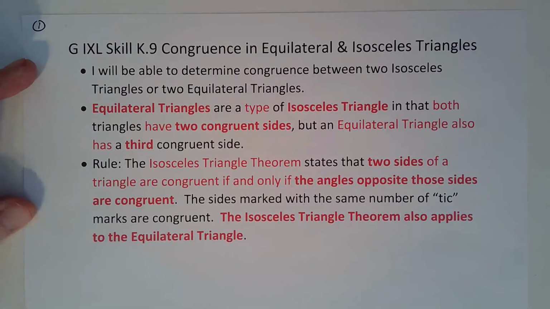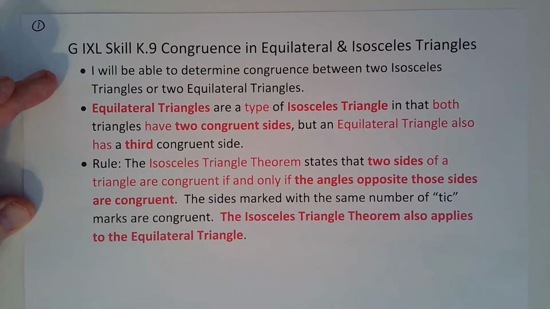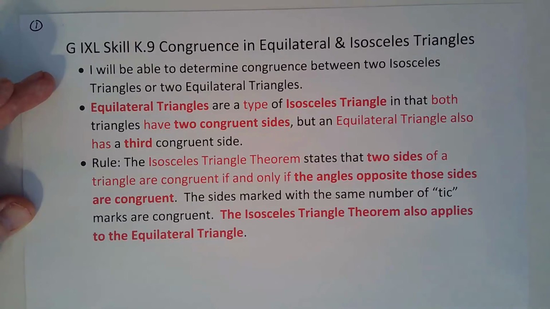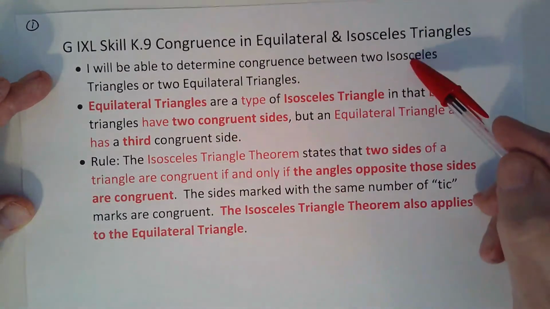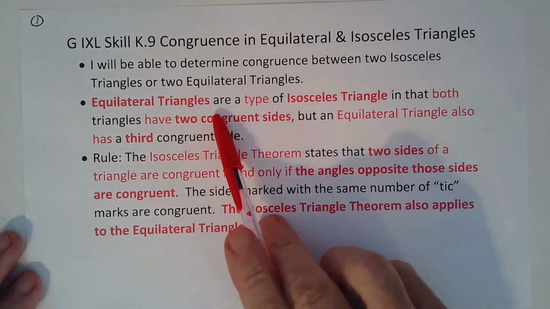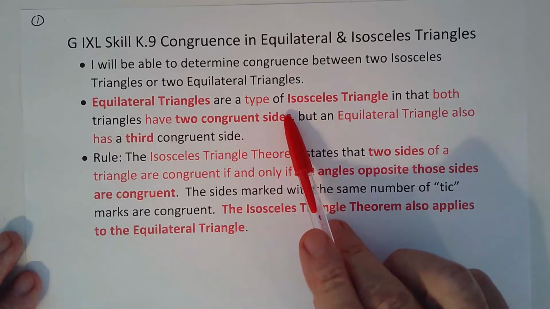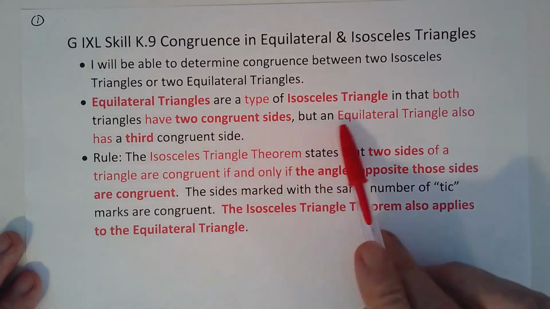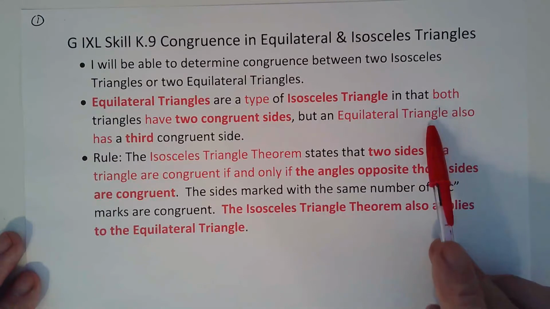Today we are going to be going over skill K9, which is congruence in equilateral and isosceles triangles. So when you get done with this, you should be able to determine congruence between two isosceles triangles or two equilateral triangles. A lot of times people confuse these two. Equilateral triangles are a type of isosceles triangle in that both triangles have two congruent sides, but an equilateral triangle also has a third congruent side.